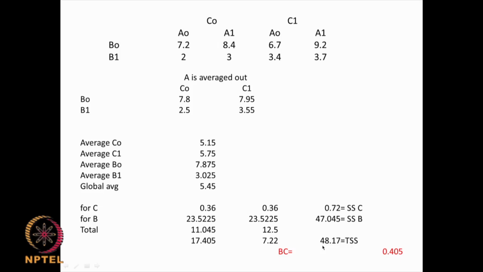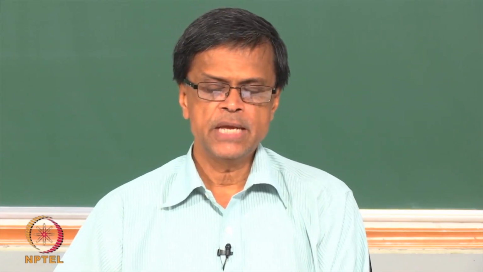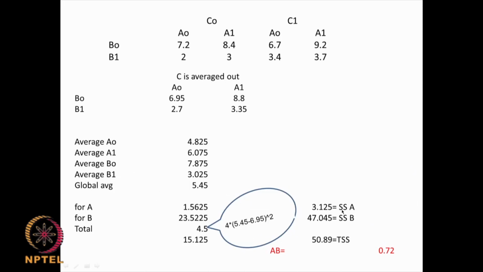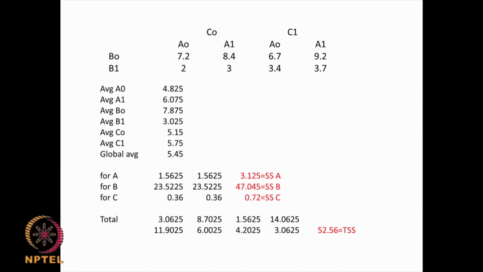We have calculated the main effects, and then we have calculated the interaction effects AB, AC and BC, and we also have the total sum of squares which is given by 52.56. So, here we have the sum of squares because of A, main effects, sum of squares because of B, sum of squares because of C, and this is the total sum of squares. So, it may contain everything.